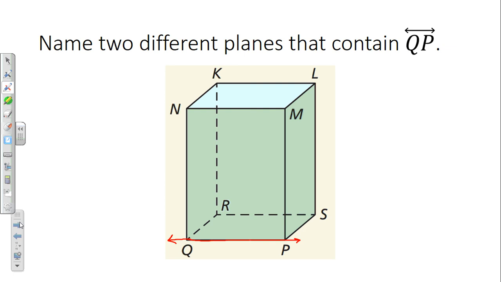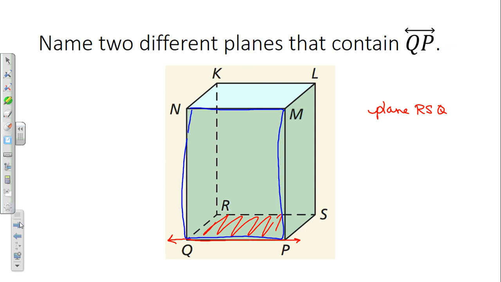The front one and the bottom one. Alright, so how are we going to name the bottom plane? RS, how many letters to name a plane? RSQ. So plane RSQ would be perfect, okay? Then the other one you said was the front face, right? How would we name this front face? NMP would be perfectly fine. Or any combination of those, right?